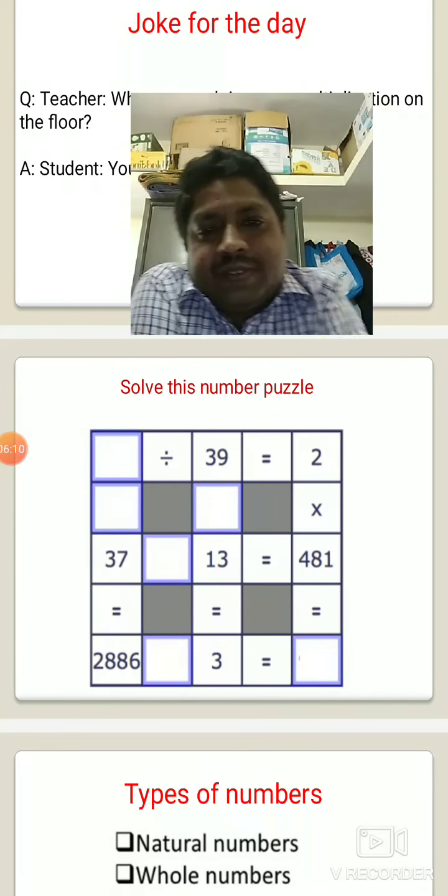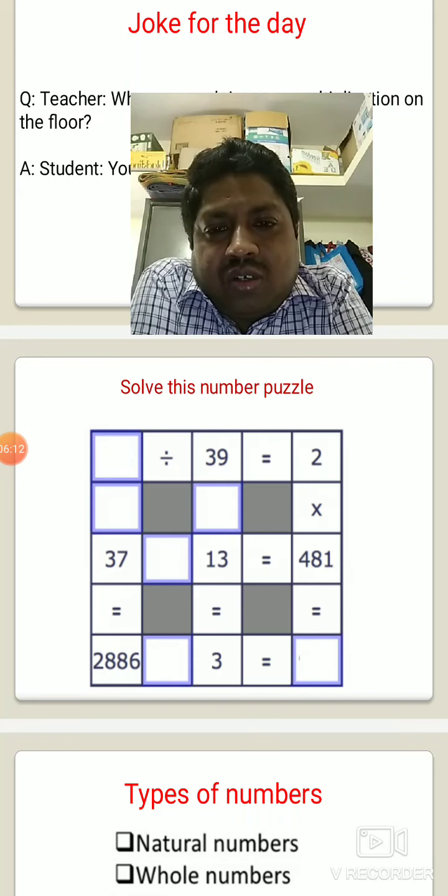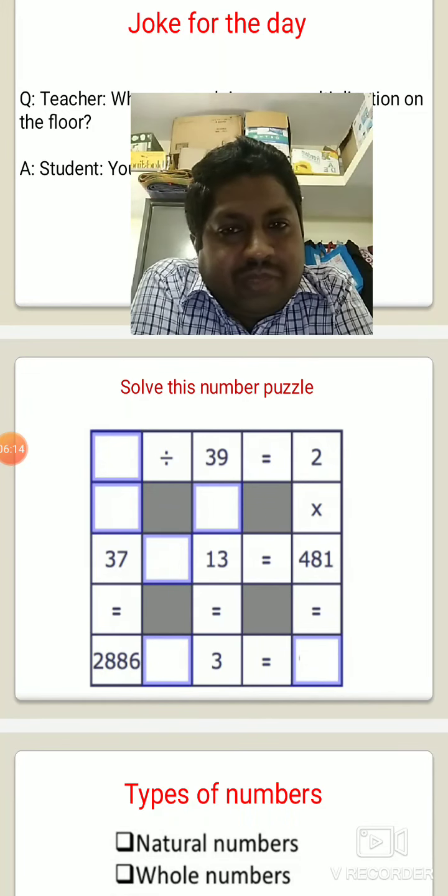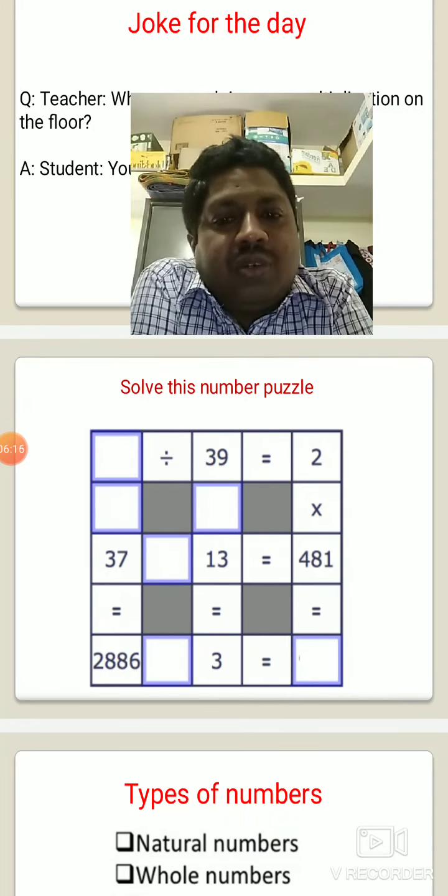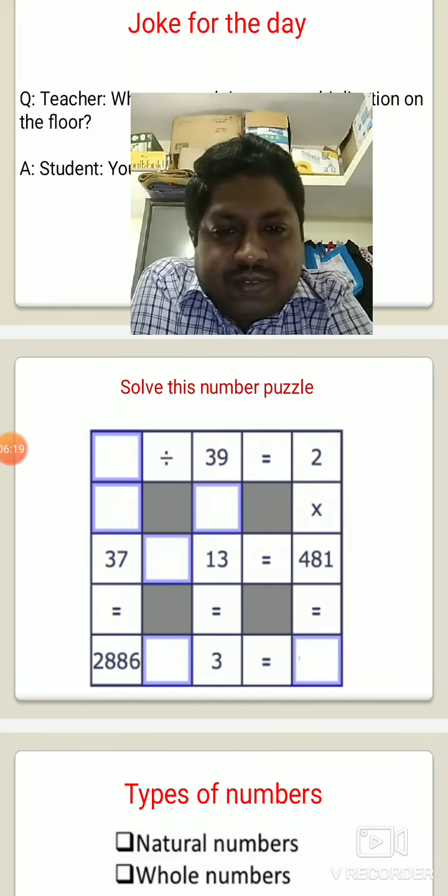Solve this puzzle. Can you tell me what are the numbers or the operational signs you will get in the blank squares?